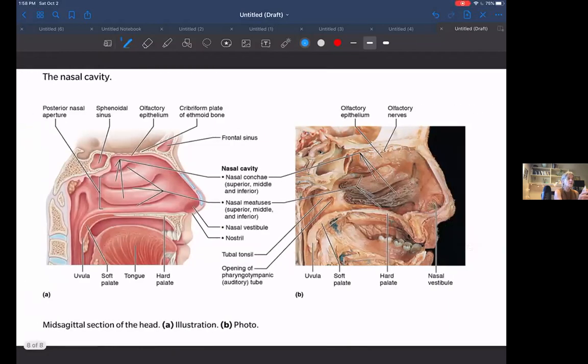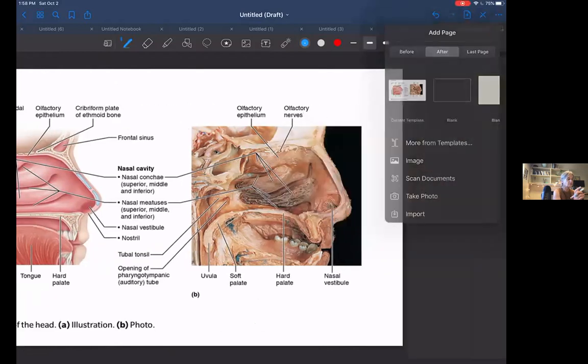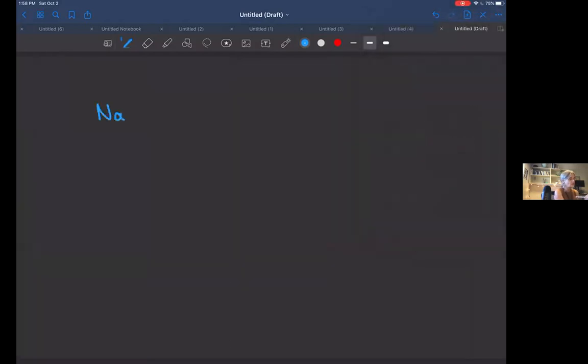So the nasal conchae, let me get how to pronounce both. The nasal conchae. Okay. What they do is they increase the surface area, and they are shaped in a way, like these protrusions, and they cause turbulent airflow.